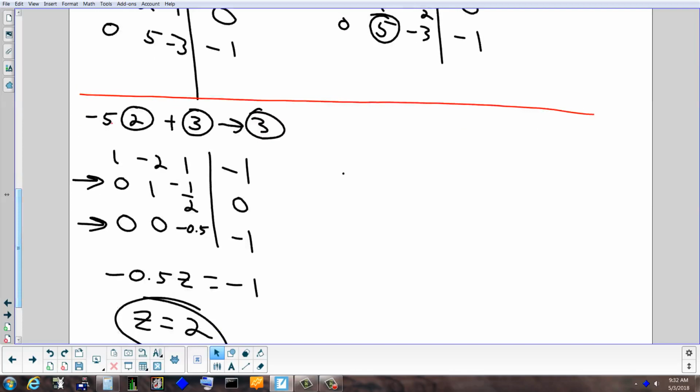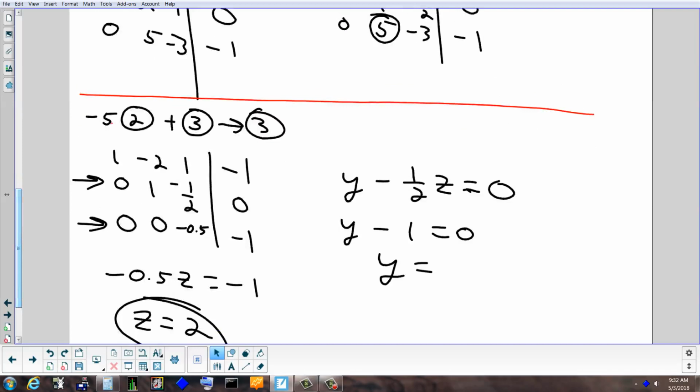Y minus a half z equals 0. Okay, so let's look at what we got. Y minus half of z. Well, z is 2, so half of z is 1. So what's y? Y equals 1. Yes, that is correct.